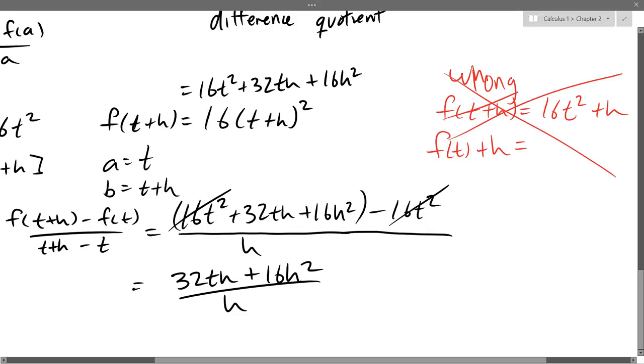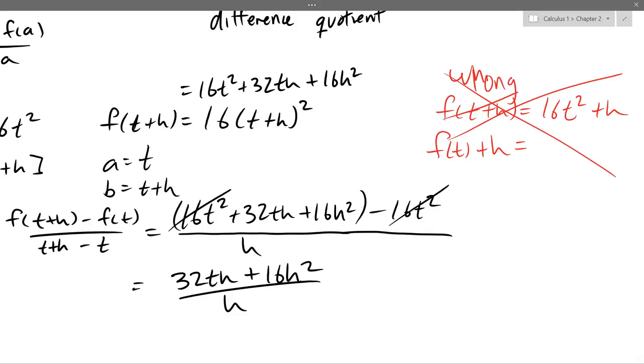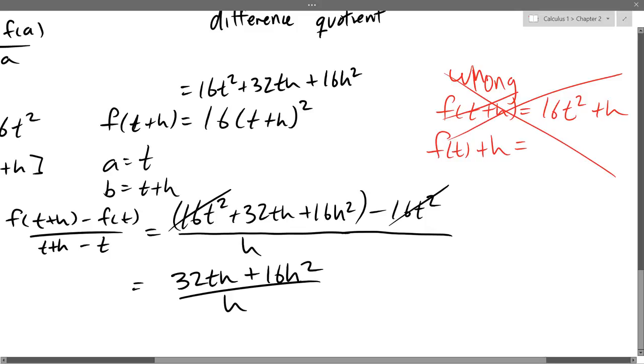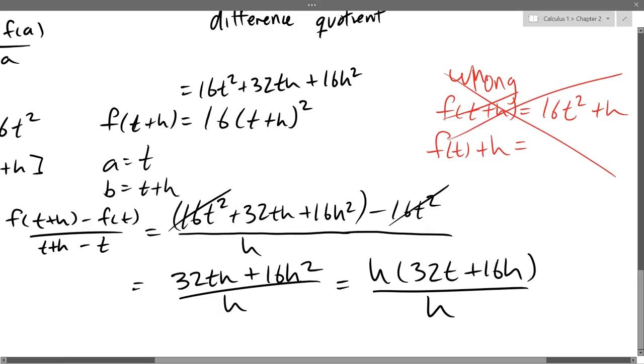Can I cancel my h's? I can if I'm super careful, but what should I do first, especially if I'm a new calculus student? Take it out of the parentheses. Factor. So we're going to factor it out. In the numerator, we're going to write h times 32t plus 16h. Now I can cancel. No problem. h cancels the other h.